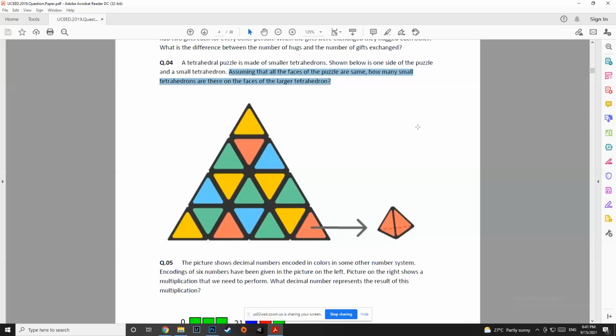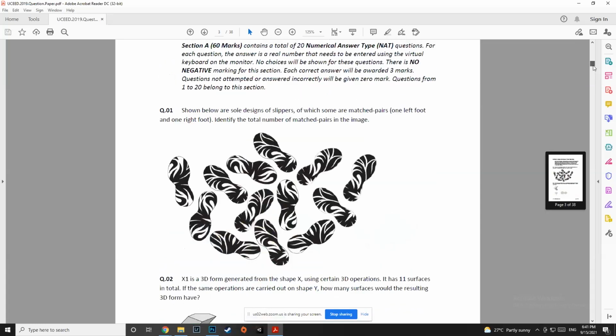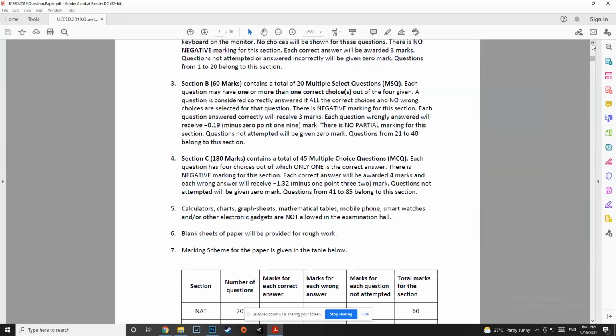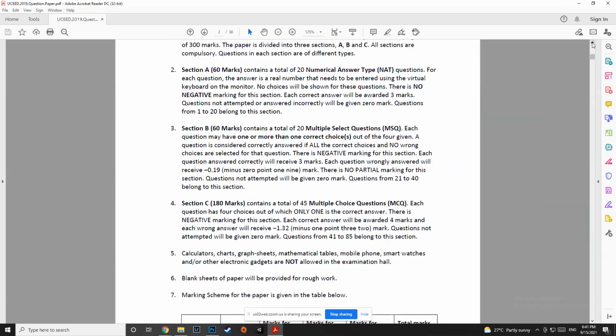So you can see that the first section will always ask for an answer that will be numeric in nature. So here, how many faces are there? That becomes a numerical answer. It is 4 faces, 10 faces, 11 faces.